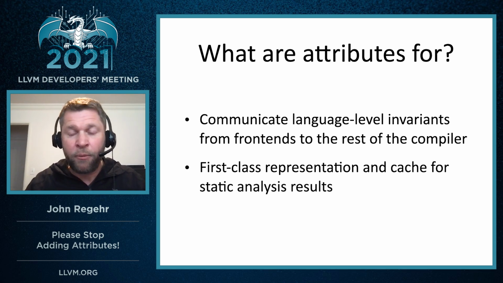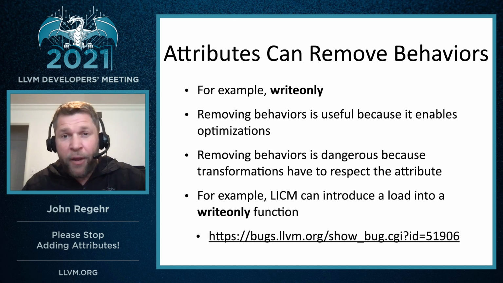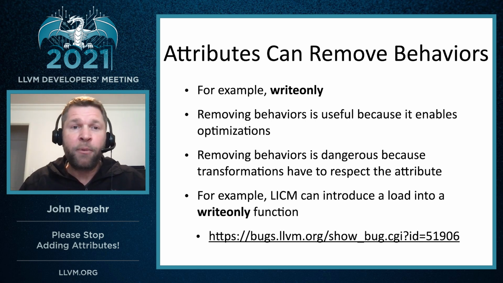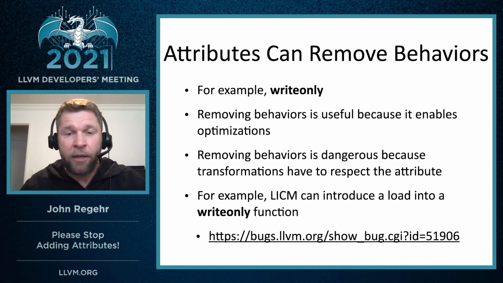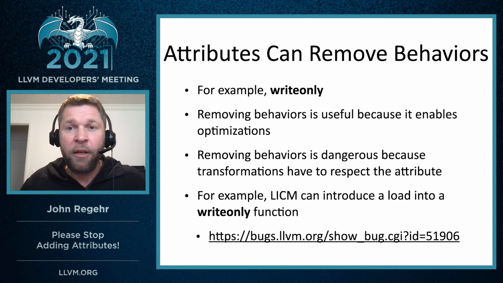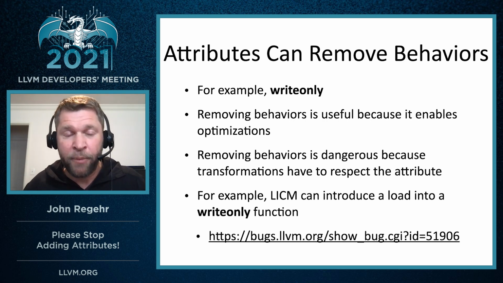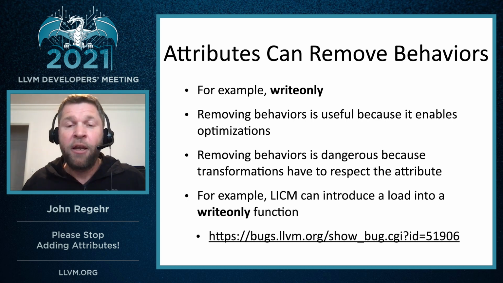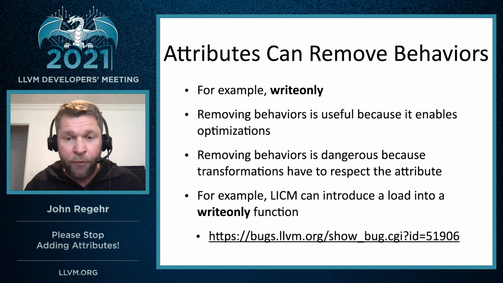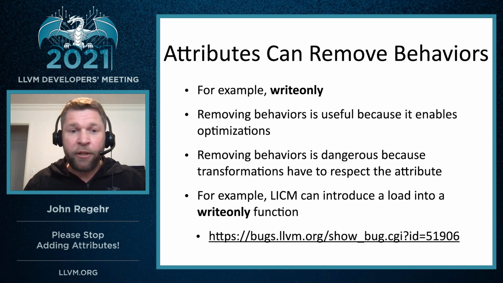Next, let's look at what they can do for us. One thing attributes can do is remove behaviors from code. For example, the write-only attribute, when applied to a function, implies that the function doesn't read any memory. Removing behaviors in this fashion is useful because it supports optimizations. On the other hand, it is dangerous because transformations on those functions need to be careful to respect the attribute. Recently, for example, we ran into a case where loop invariant code motion can introduce a load into a function that has the write-only attribute set.